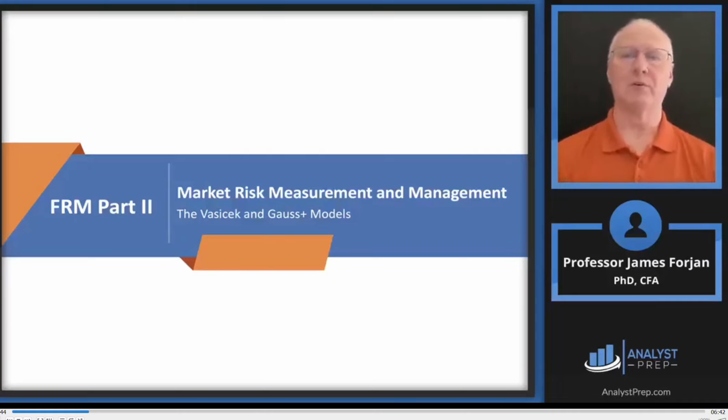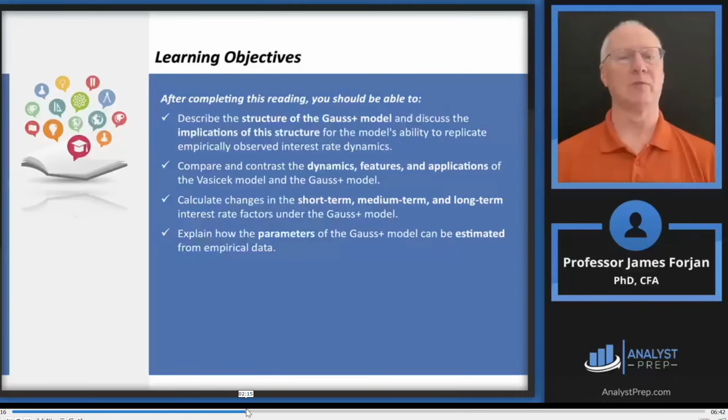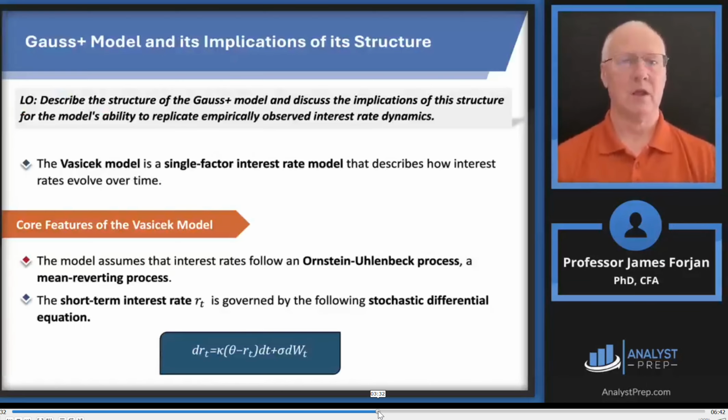However, in order to help us do things like hedge and price some derivative contracts, we're most interested in a future interest rate to help us hedge with the Gauss Plus model. Just for learning objectives, notice there's a describe and a compare and an explain. We are going to have to do some calculations. We'll do that at the end of this slide deck. But notice that what we're doing is offer a more complex and more complete model.